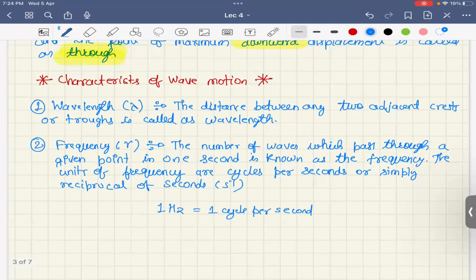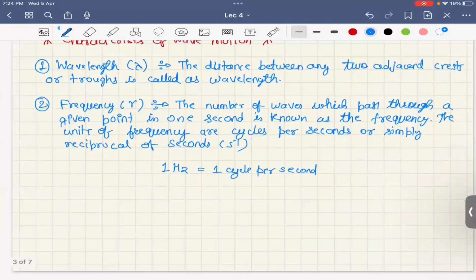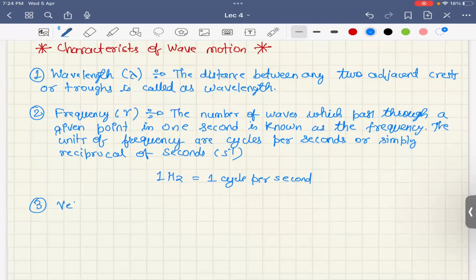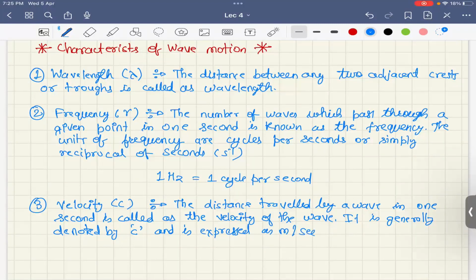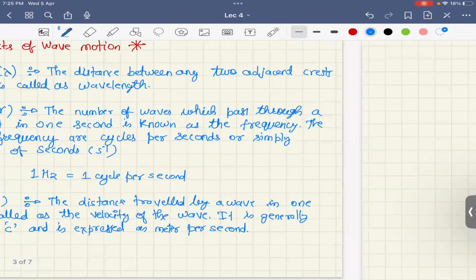The third is velocity, denoted by c. The distance traveled by a wave in 1 second is called velocity of the wave, and it is generally denoted by letter c and expressed as meter per second.